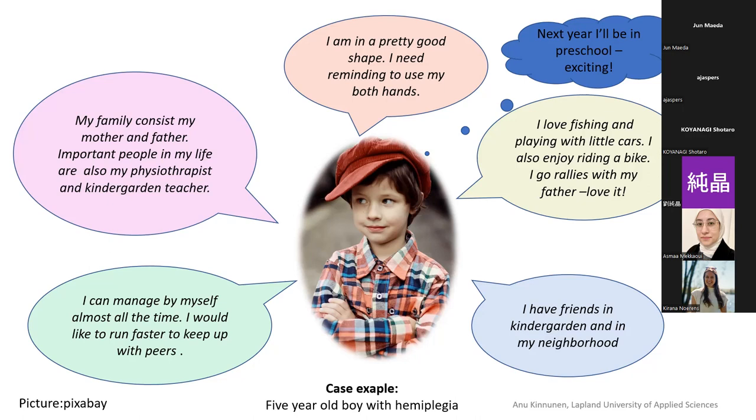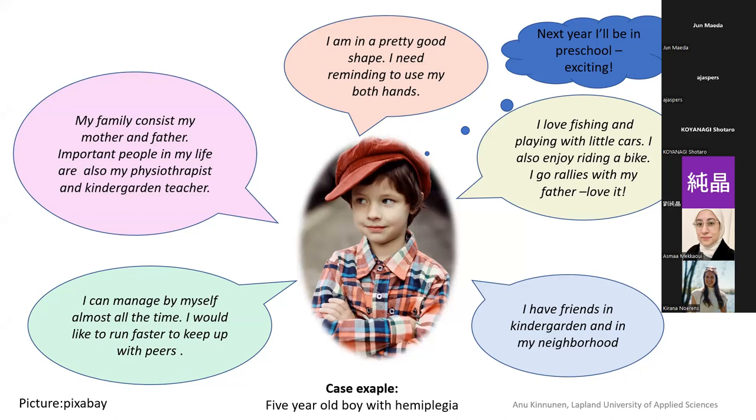But he thought that he needed reminding to use both his hands in daily activities. He thought that he could manage almost all the time by himself, but he had a little bit of difficulty keeping up with his peers when there was running, for example, in the kindergarten. He told us that he loved fishing and playing with little cars. He also enjoyed riding a bike, and he truly loved going to rallies with his father. That was a very meaningful thing for him.